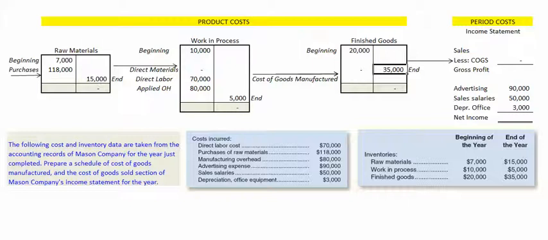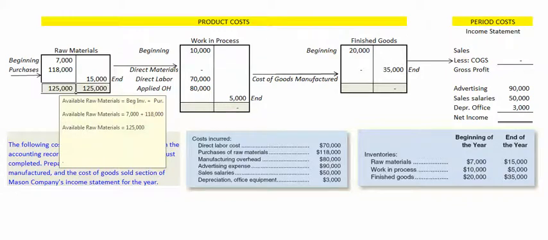Let's go ahead now and complete our flowchart to calculate our cost of goods manufactured and our cost of goods sold. If we take the $7,000 in beginning raw materials inventory and add to it our purchases of $118,000, we get raw materials available for use in production of $125,000.